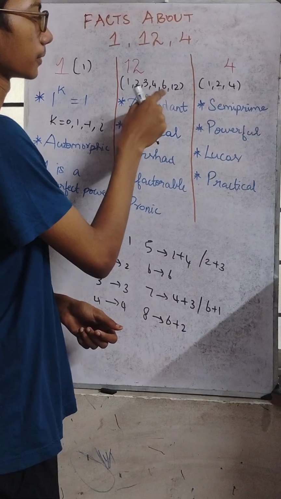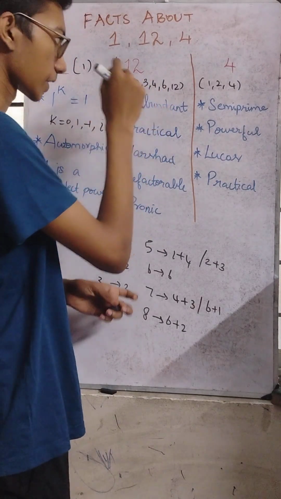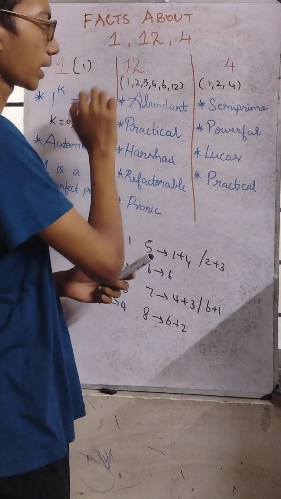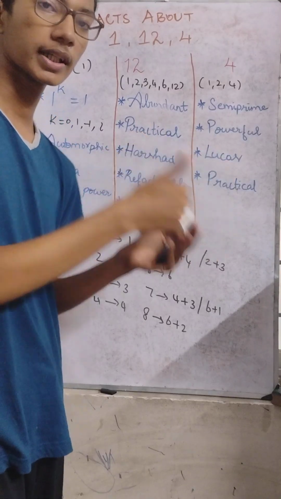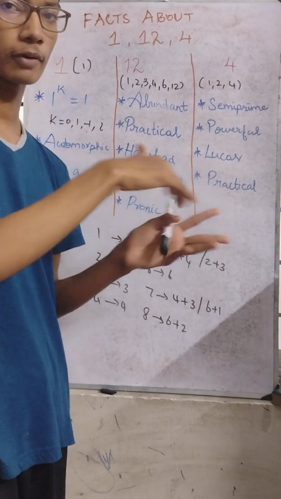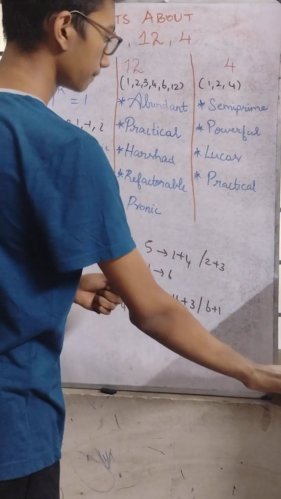9 can be made with 6 plus 3. 10 can be made with 6 plus 4. 11 can be made with 6 plus 4 plus 1. And 12 can be made with just 12. So if every smaller integer than that number can be made with just a sum of its divisors, then that number is called a practical number.